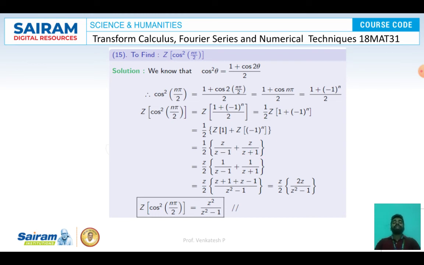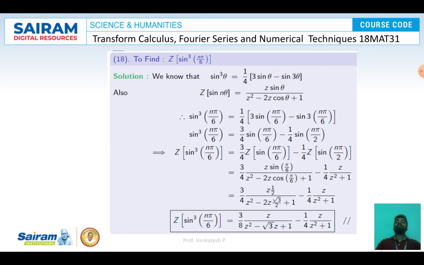So by taking LCM, we can write z by 2 into 1 by z minus 1 plus 1 by z plus 1. So take LCM over here. So we got z by 2 into z plus 1 plus z minus 1 divided by z square minus 1. So z by 2 into, we got 2z by z square minus 1. So here this 2 gets cancelled. We got z transform of cos square n pi by 2 is equal to z square by z square minus 1.